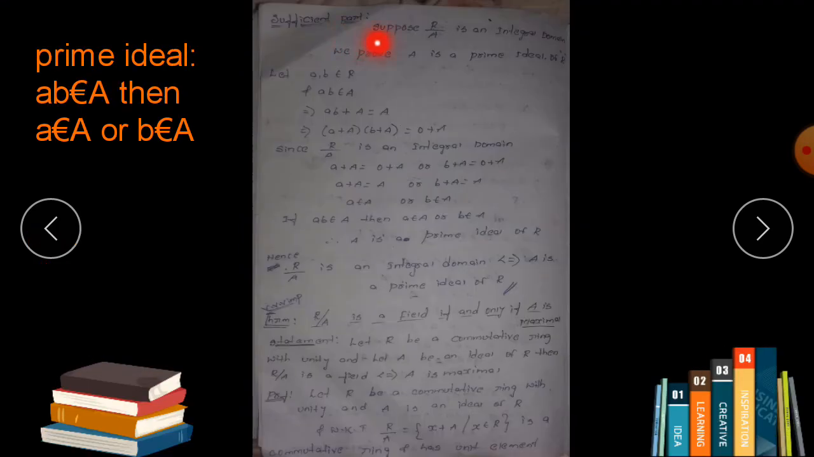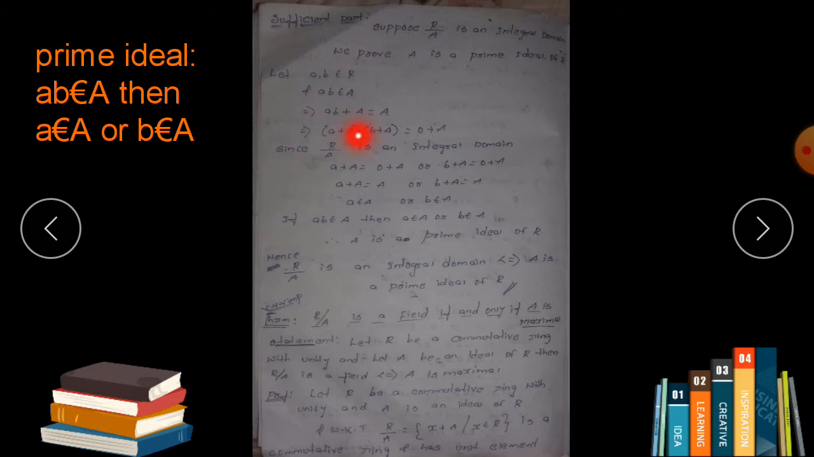Now second case, sufficient part. Suppose R/A is an integral domain, we have to prove A is a prime ideal. The condition of prime ideal: if ab belongs to A, then a should belong to A or b belongs to A. For this case, we are taking a, b belongs to R and ab belongs to A, from the prime ideal condition. Now by taking ab belongs to A, we have to prove a belongs to A or b belongs to A.